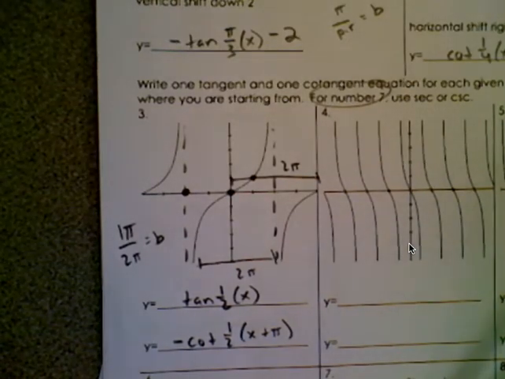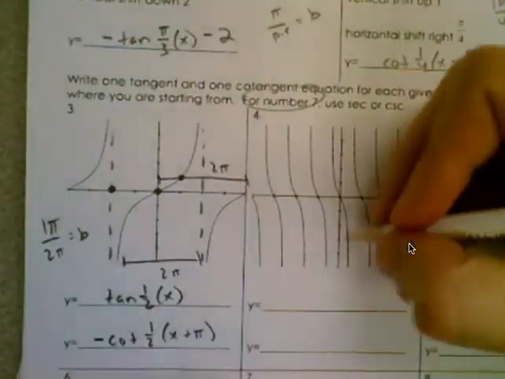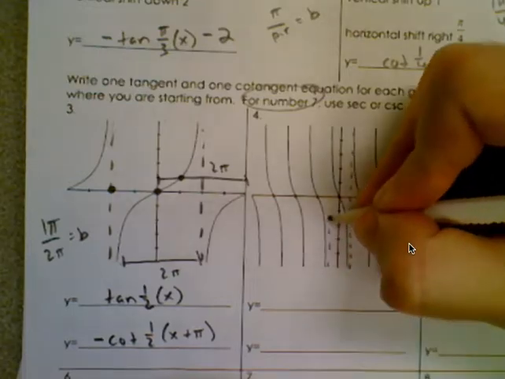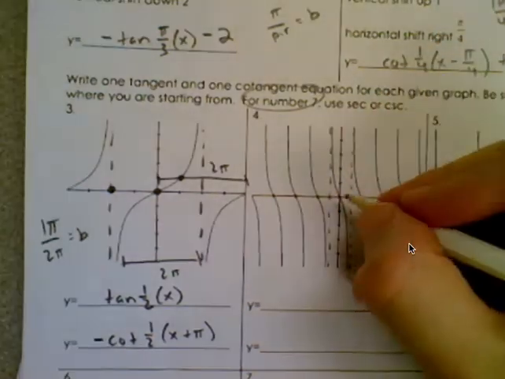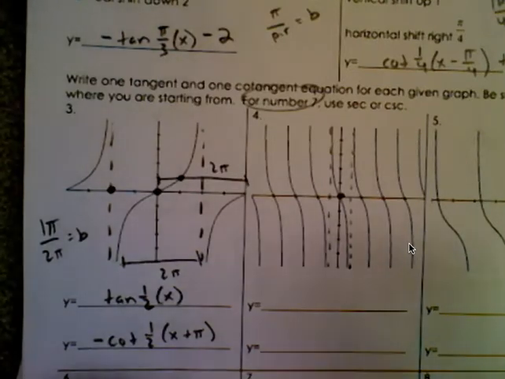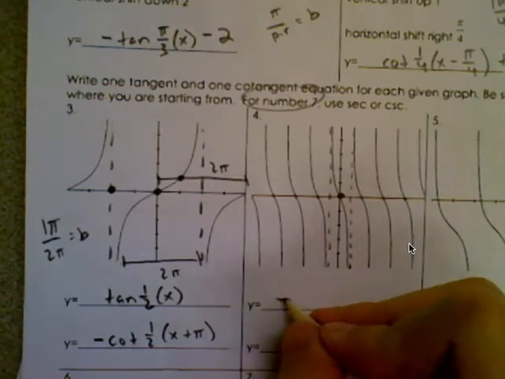Let's do the same thing for number 4. So I'm going to draw in some asymptotes here. So there's an asymptote right about there. And there's one right about there. Once again, I think this is a very convenient starting point. That looks to me like an upside down tangent graph. So that's what I'm going to use. Y equals upside down tangent.